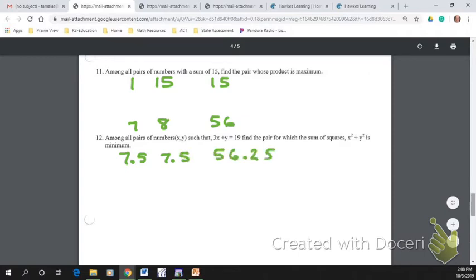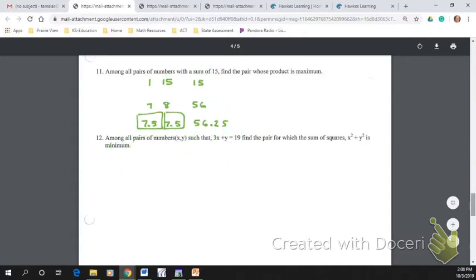Now, if it would have said integers in here, then we would have had to go with 7 and 8, but it says among all numbers. So I can include decimals as well, and that's as close together as I can get. Find the pair that has the biggest product, so your answer is 7.5 and 7.5. That's the pair of numbers whose sum is 15 and has the largest product.